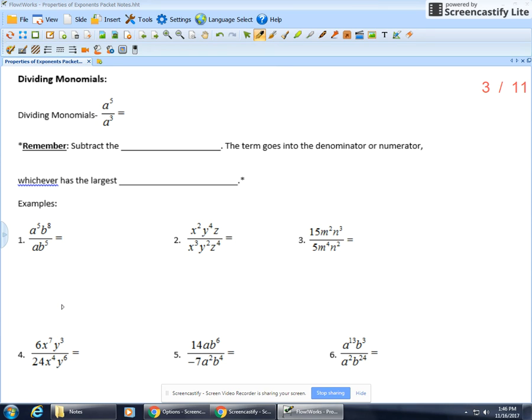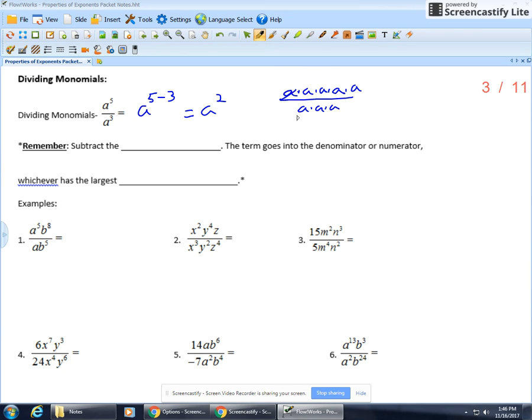Dividing. So dividing is the opposite of multiplying, so we do the opposite of addition, which is subtraction. So we're going to take the fifth power minus 3, and that becomes a to the second power. Where does this come from? If I rewrite this, the top part would be 5 a's times each other, so we would get a to the fifth power. And the bottom part would be a to the third power, because we have 3 a's times each other.